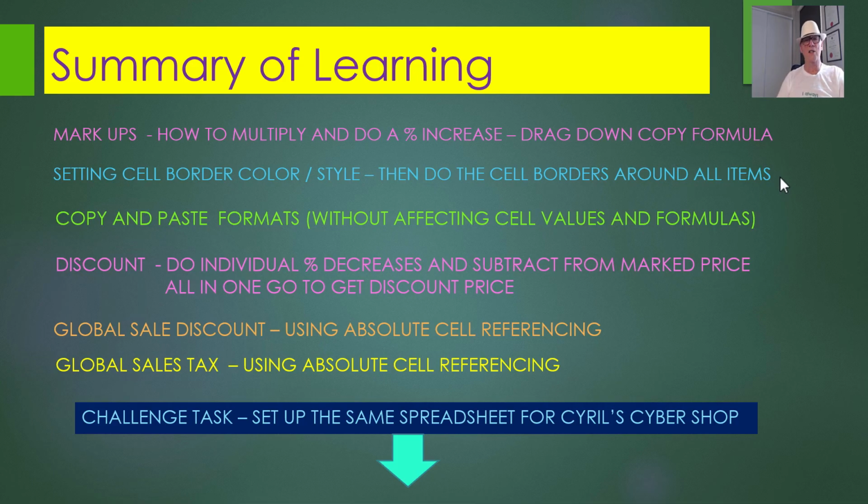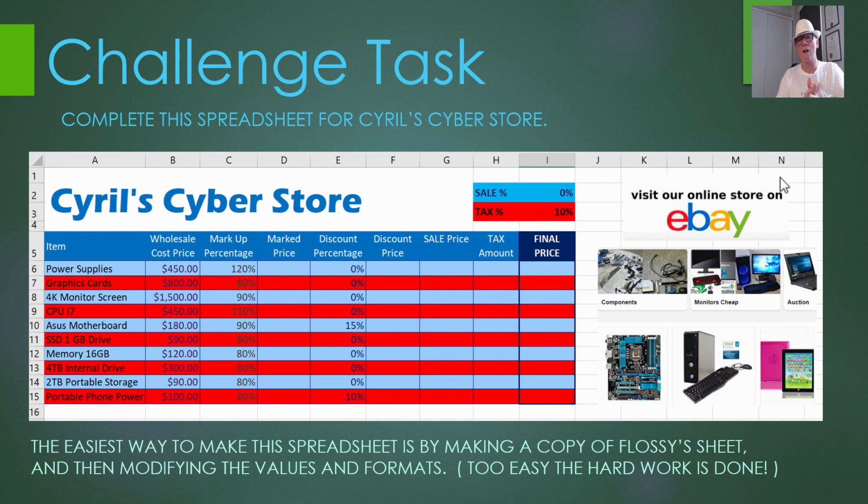So we've got good old Cyril Cybershop. Remember Cyril Cybershop from the previous lessons? All right, there we go. That's going to be where we make up something so that Cyril can do all his stuff as well. He gets his things at a wholesale cost price, probably from China and Japan and places, and then he needs to mark them up and have a marked price. He's going to have a discount on ASUS motherboards at the moment and portable power packs.